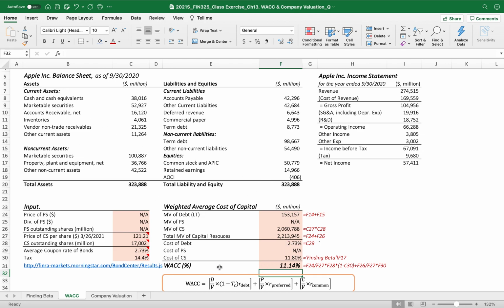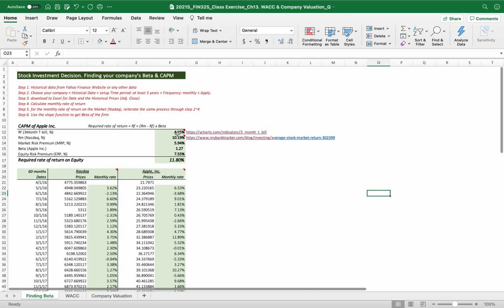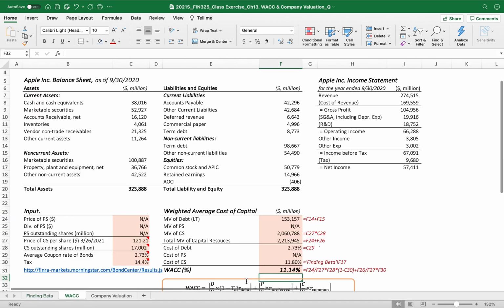But again, it depends on how you research. If you change the assumption, you will get a totally different WACC. For this case, it's a little bit conservative, so the WACC is a little bit higher.